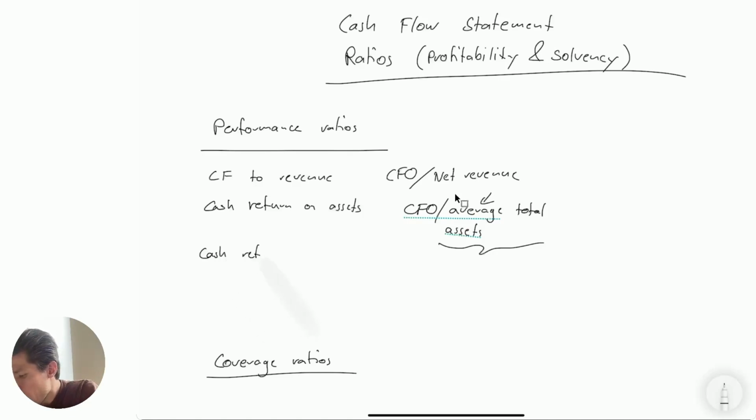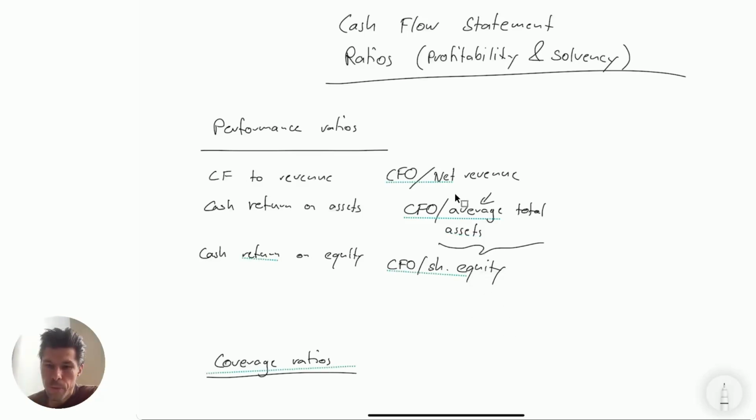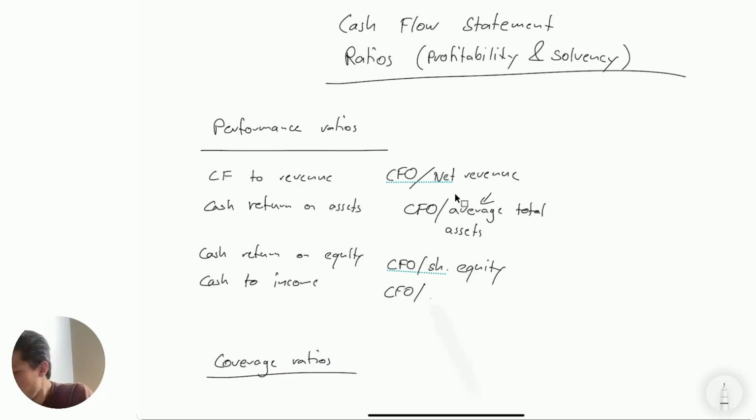Cash return on equity, exactly the same. CFO divided by shareholders' equity. It's again how much operating cash is generated per every dollar the owner has invested. Cash to income: CFO over operating income, again, cash generating ability of operations.